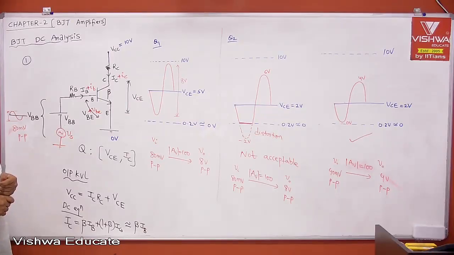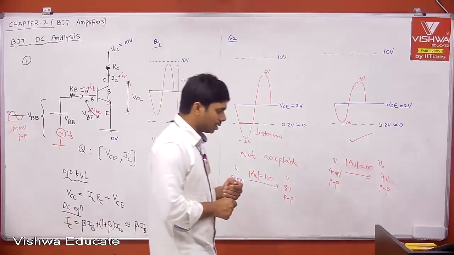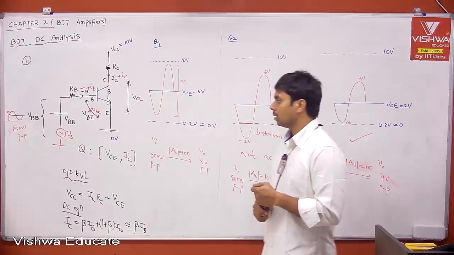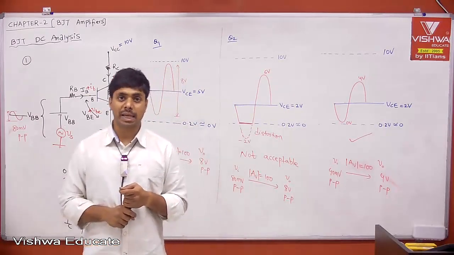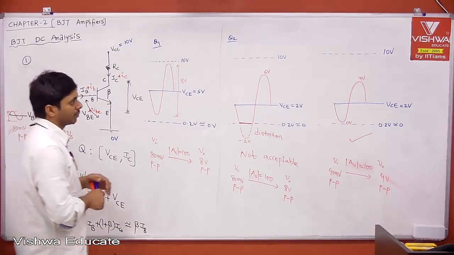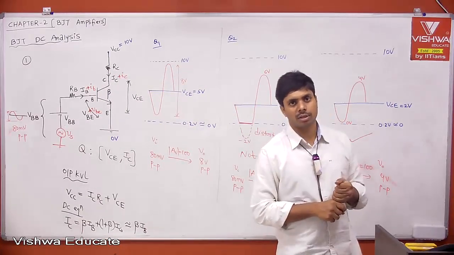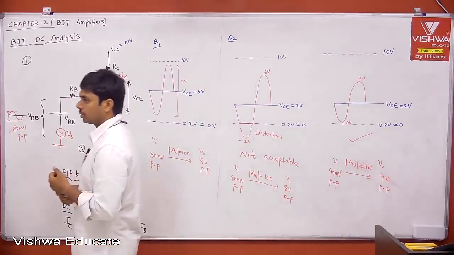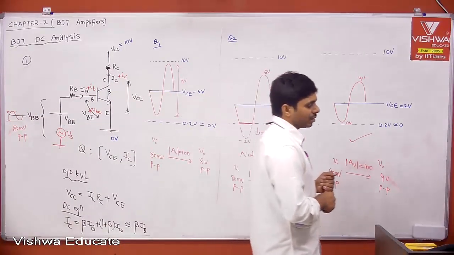Now, conclusion, that is observation, conclusion. Write down conclusion. The Q point should be stable. The Q point means output voltage, output current. Okay. The Q point should be stable so as not to see any distortion.